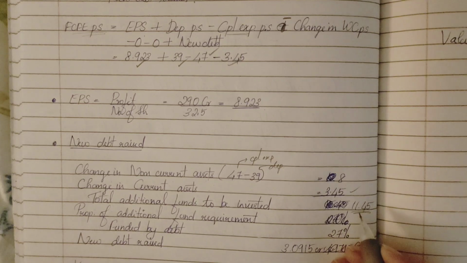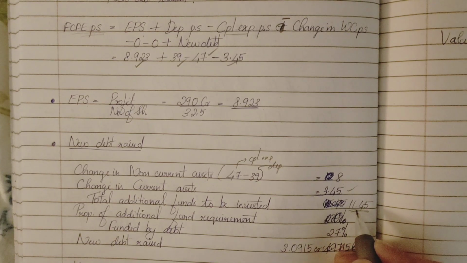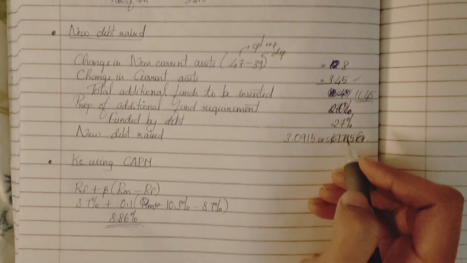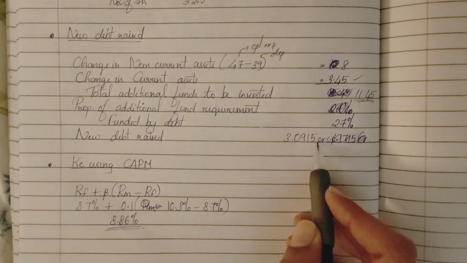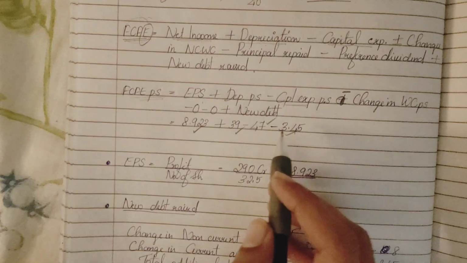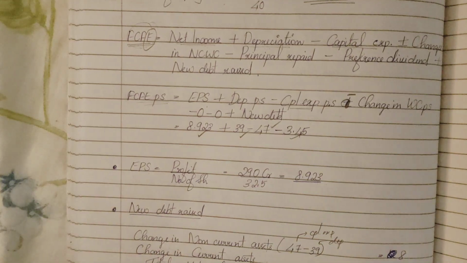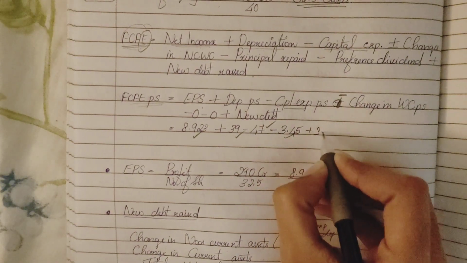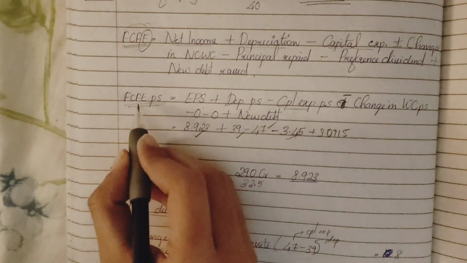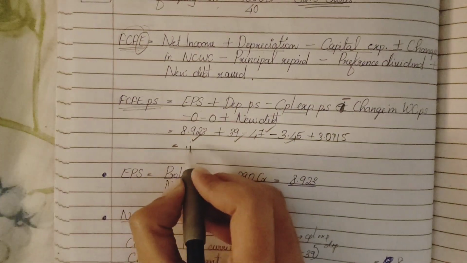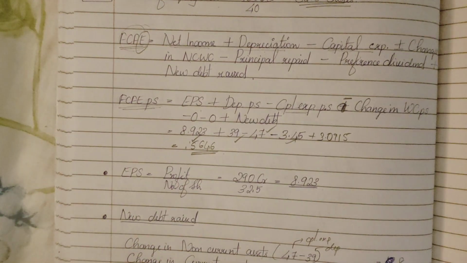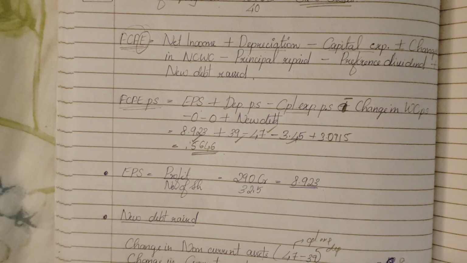11.45 വേണം. 11.45ൽ 27% ഡെറ്റ് വഴിയാണ് ഫണ്ട് ചെയ്യുന്നത്. So 11.45ൻ്റെ 27% is 3.0915. So new debt raised is 3.0915. So we can add that in the formula. 3.0915. So free cash flow to equity will be 0.5646. Okay, so free cash flow to equity per share compute ചെയ്തു.